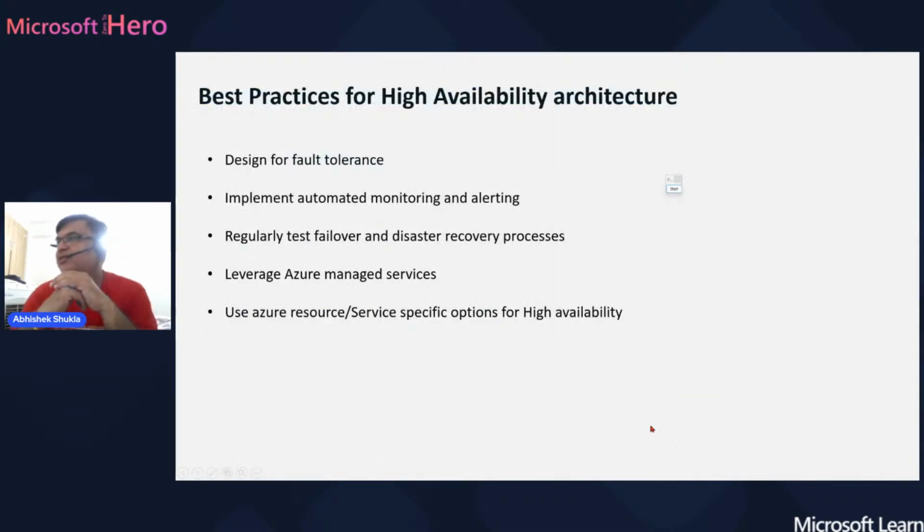What are the best practices for high availability architecture? The very first thing is you should design for fault tolerance. The moment you say you want minimal or no downtime, high availability automatically becomes part of your solution. You should implement automated monitoring and alerting so you know when something is going down. For this, you can leverage Microsoft Azure alerts and create alerts on those services.